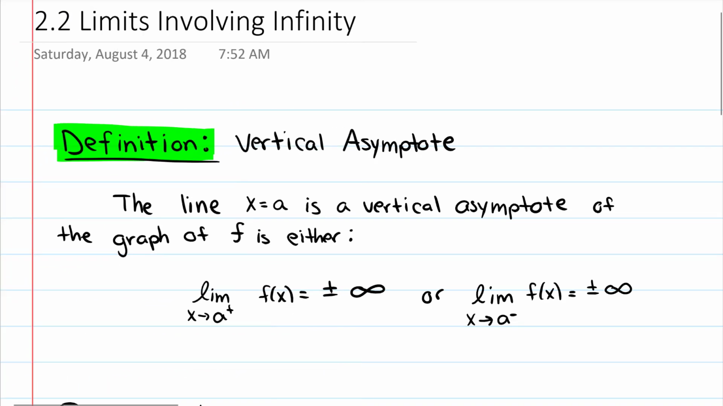The line x equals a is a vertical asymptote of the graph of f if either the limit as x approaches a from the right of f of x is equal to infinity or negative infinity, or the limit as x approaches a from the left of f of x is equal to plus or minus infinity. What this means is if you approach an x value from the left or the right, and it ever becomes infinity or negative infinity, this is what we call a vertical asymptote.